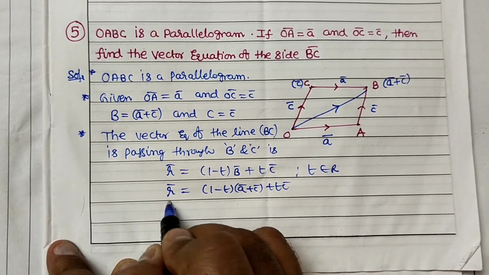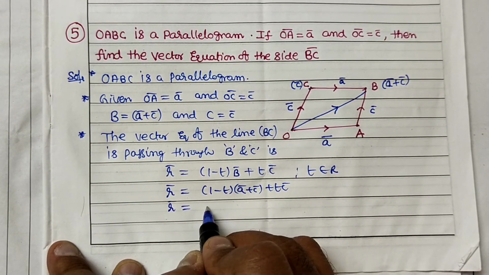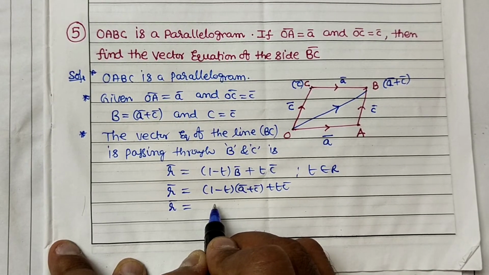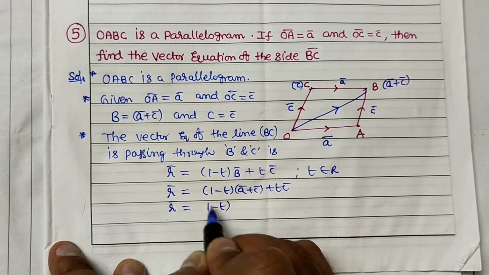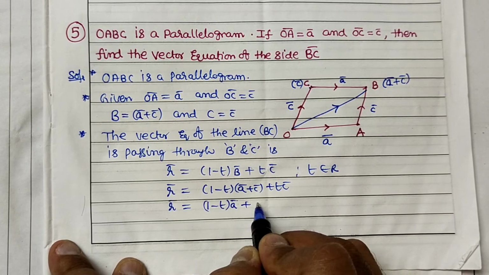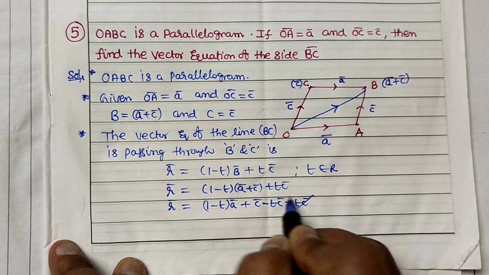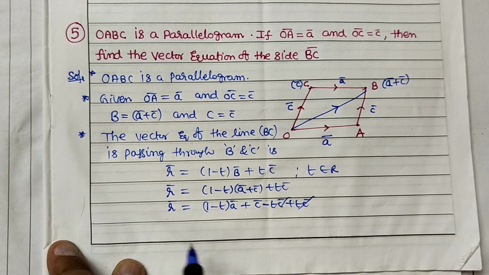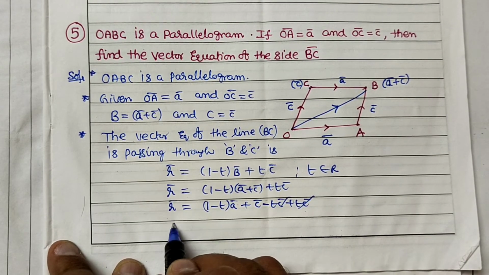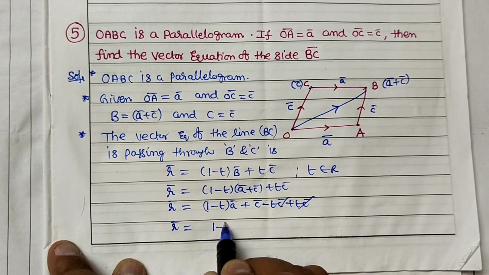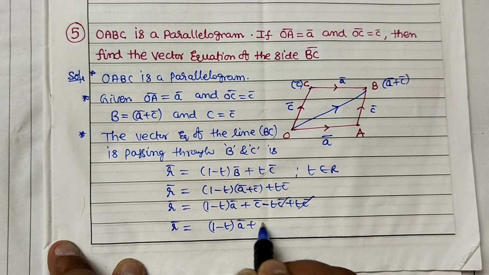So now simplification: 1 minus T into A bar plus C bar minus TC bar plus TC bar. These two will be cancelled. So we will get R bar equal to 1 minus T into A bar plus C bar.